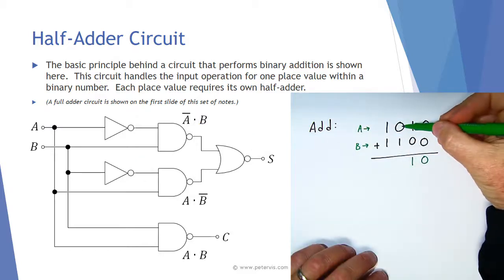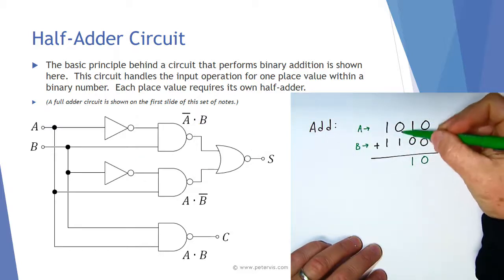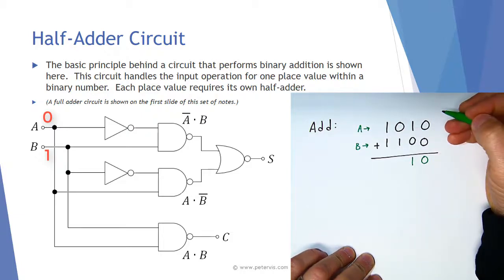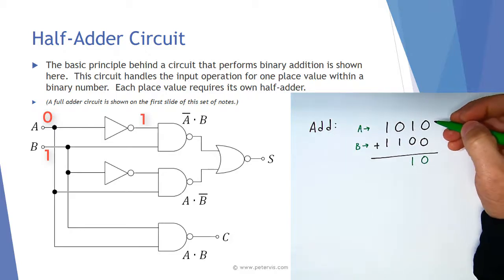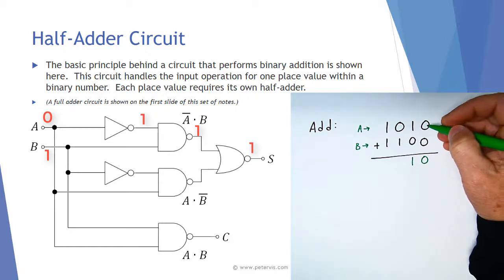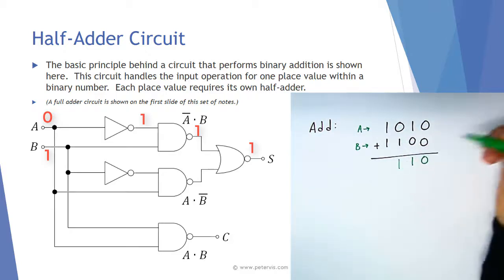Now let's go to our third column. We have A equals 0 and B equals 1. When we add these up, A is 0, it gets negated to become a 1. B is 1, and so our first AND gate with the negation of A and B gives an output of 1, and we don't need to look at anything else. That's going to satisfy our OR gate, and our S value will be 1. S stands for sum, and so the sum there is 1.